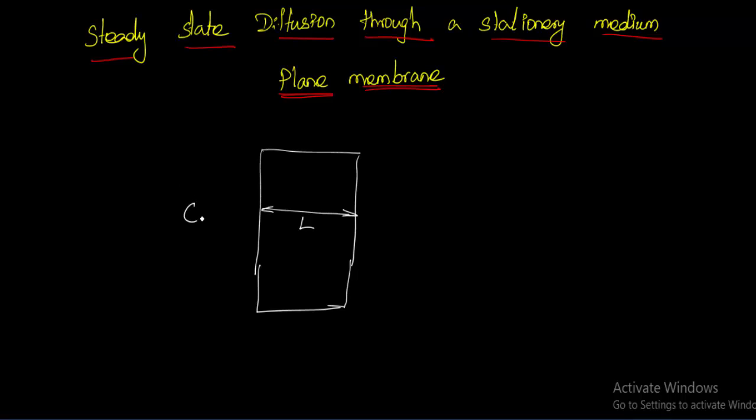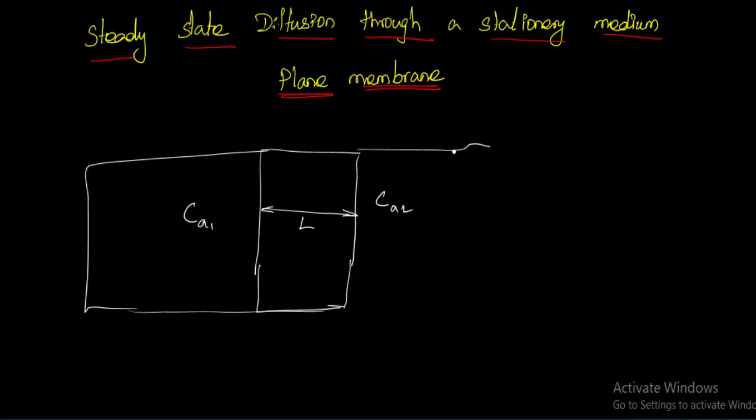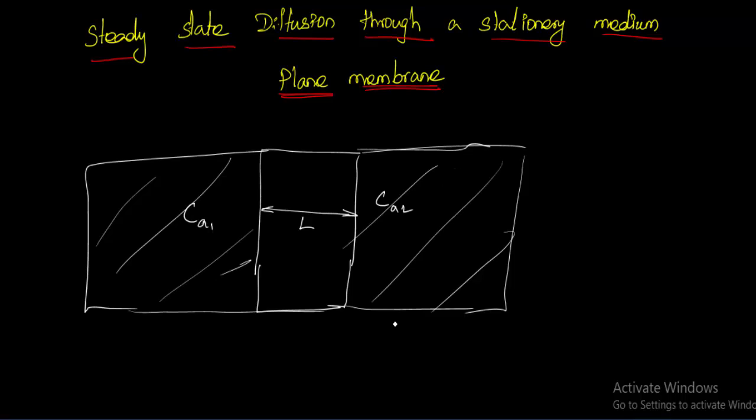So here the concentration of the fluid on the left hand side is known as Ca1 and the right hand side is known as Ca2. Now consider this is a container, and in the container I am placing a plane membrane in the center of the container, and here one liquid is filled and here another liquid is filled. Here the plane membrane thickness is L and I am taking the direction as X, right?